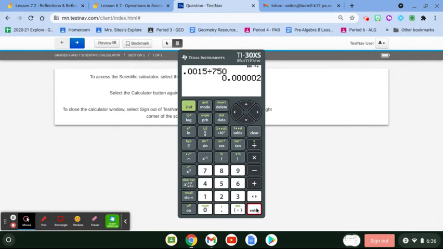And here's my answer. And again, I'm going to write this on the Jamboard for you guys as well. So that's 0.00002. I think there's 1, 2, 3, 4, 5 zeros and then a 2.